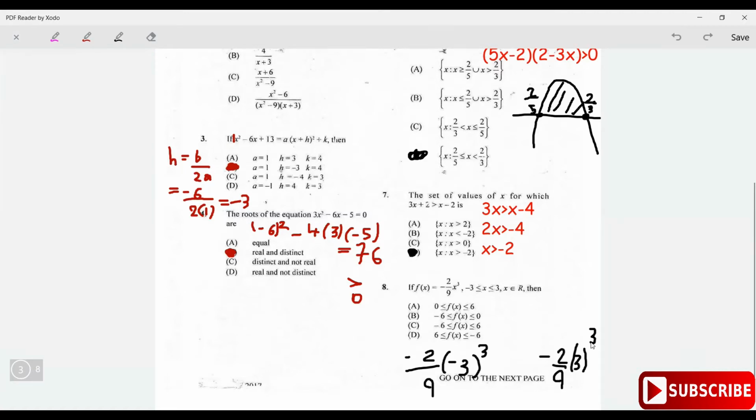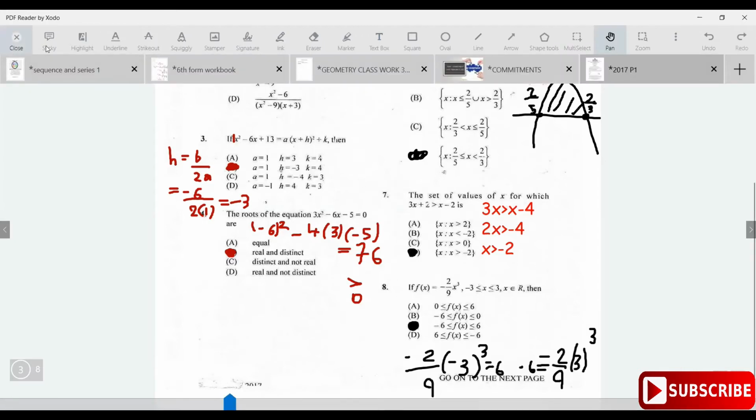So we have minus 2 over 9 times minus 3 cubed. That's minus 2 over 9 multiplied by minus 27, and I get 6. And this one is giving me minus 6. So it's between minus 6 and 6. When you work this out, you're going to get 6. When you work this out, you're getting minus 6. So it's between negative 6 and 6. Easy. Moving right along.